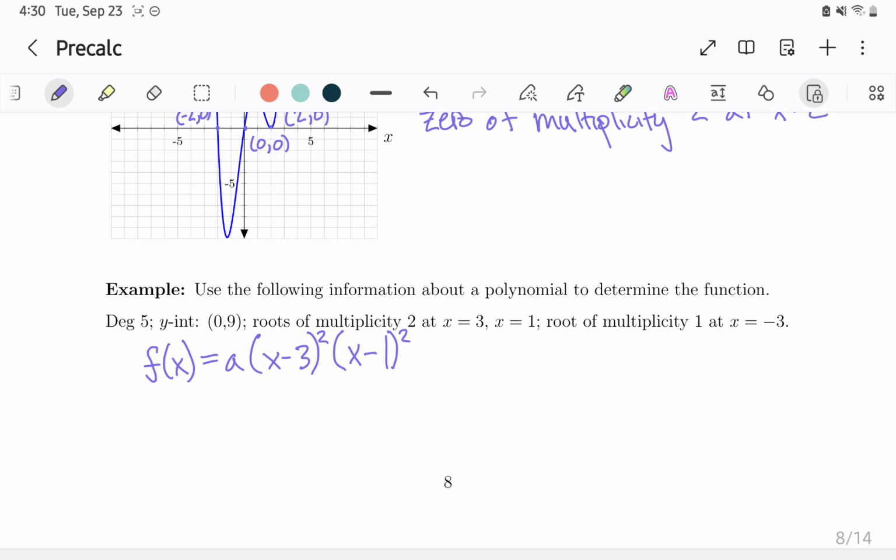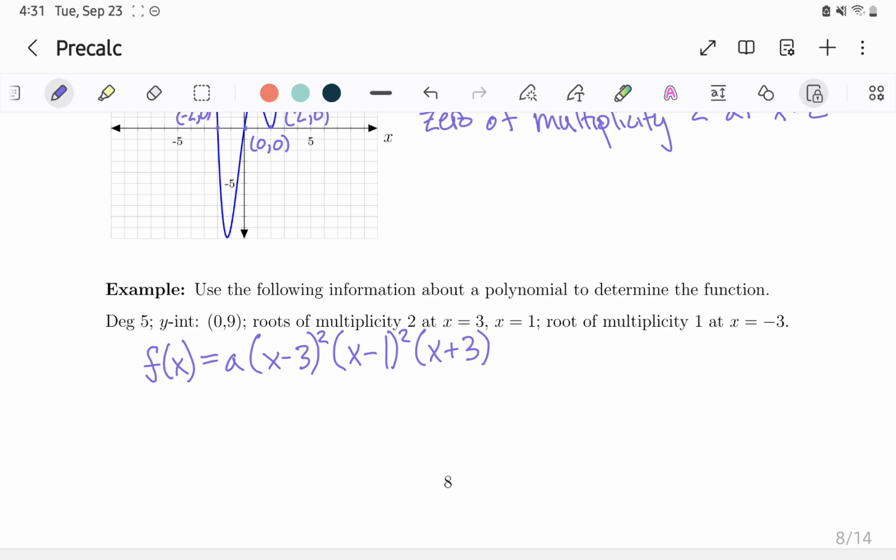All right, and then we have a root of multiplicity 1 at x equals -3. So a root or 0 at x equals -3 is going to correspond to a factor of x plus 3, or x minus a minus 3, which is the same as x plus 3. And since the multiplicity is 1 there, we're just going to have one factor of x plus 3. All right, so this is what the formula should look like. And indeed, this is going to be a degree 5 polynomial function.